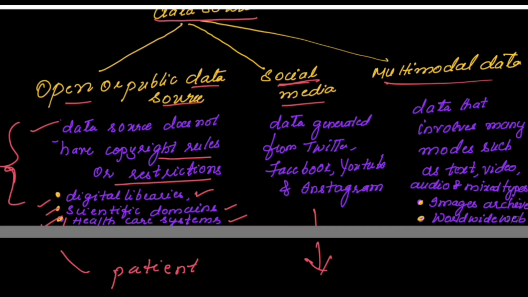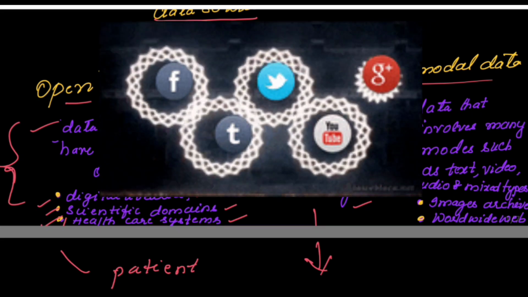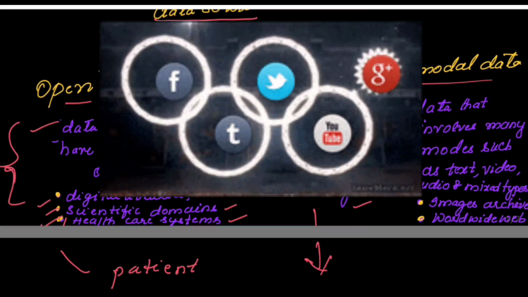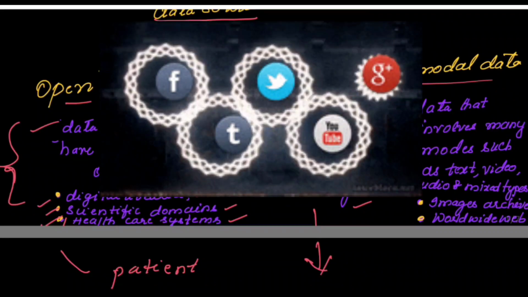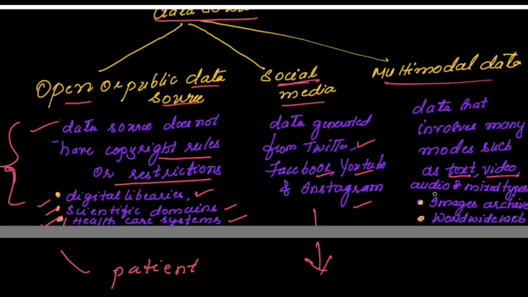Here the data is generated by various platforms: Twitter, Facebook, YouTube, Instagram. Enormous amount of data is generated by these platforms. There is no limit at all from this particular source. Then multimodal data. This data includes many modes, such as text, video. Normally for any type of task, it's not that you always make use of text in the data set. You require the other types of data also. So we say that data is multimodal data: text, video, audio, and mixed type.